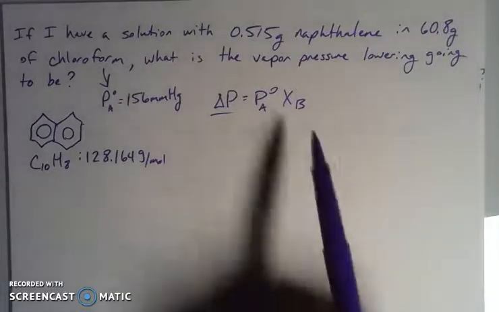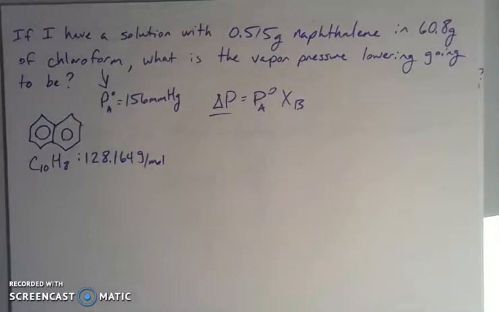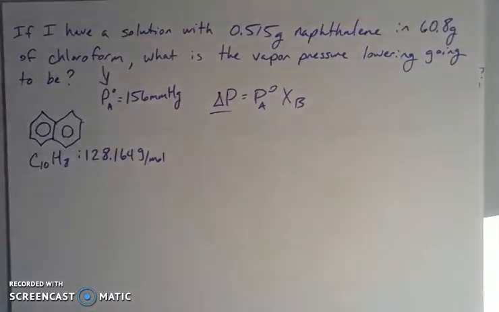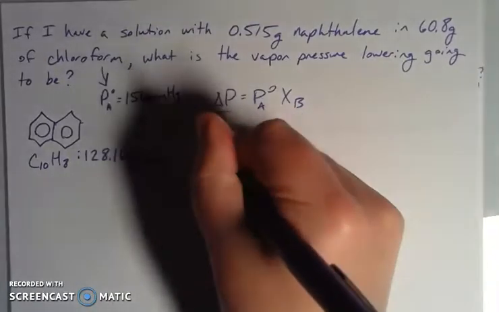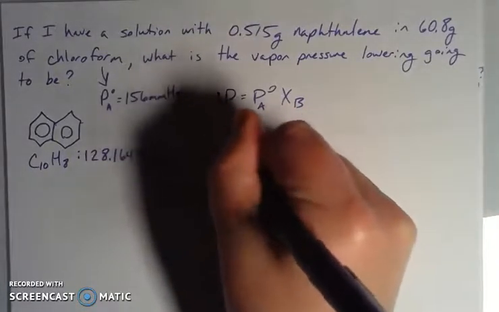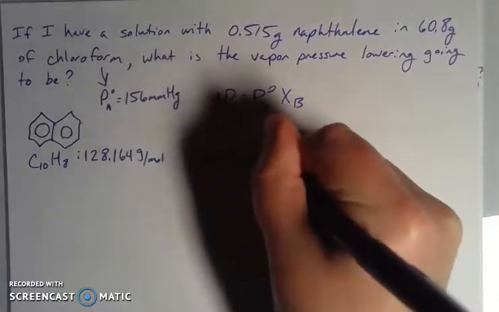And now the only thing that I'm missing is the mole fraction of my solute. So I need to figure out how many moles of naphthalene I have over the total number of moles. So the first step to this is to convert both to moles. So this is my naphthalene.